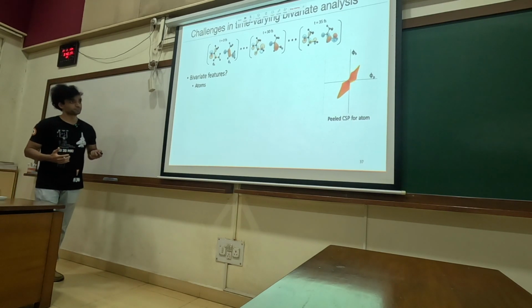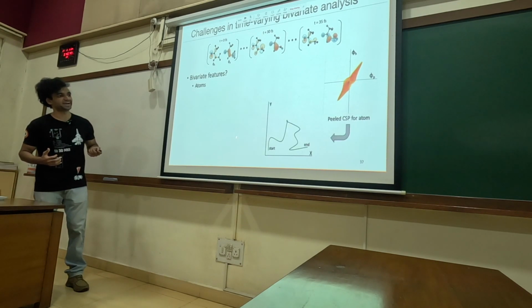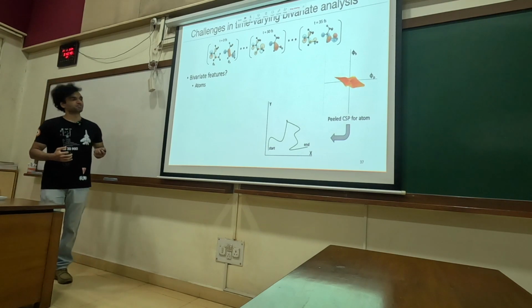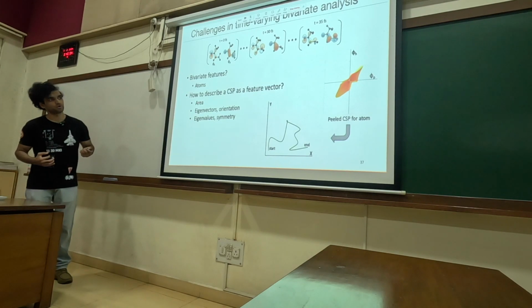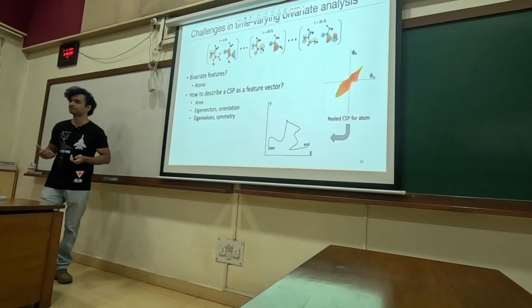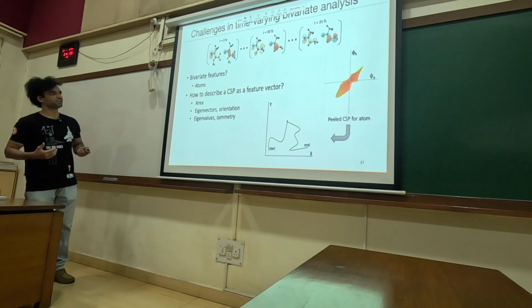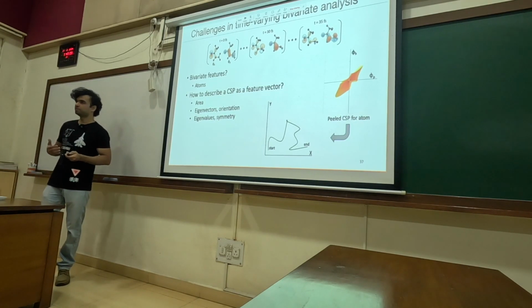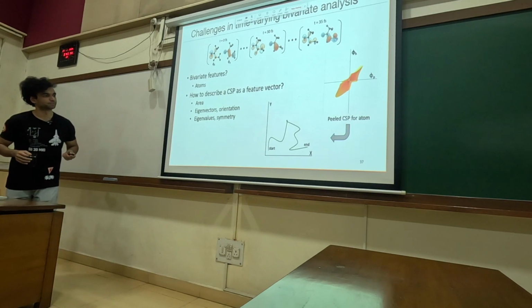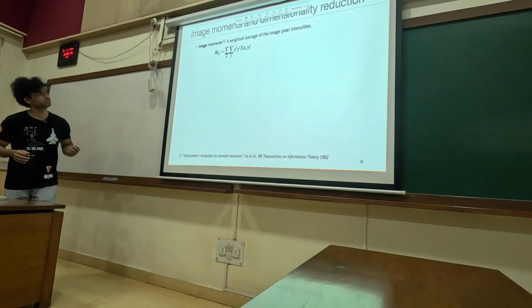And in order to do that, I wanted to have such a track-based representation. I have some start point and some end point, and I'm able to capture this evolving CSP in some form of track. If I want to reach this type of track-based representation, then I'm supposed to somehow describe the CSP in some form of feature vector first. And we tried with many different features. Let's say for us, area of the CSP was important, eigenvectors, that is orientation and symmetry of the CSP was important. We tried, but we were not able to come up with a consistent result. And eventually, we selected this approach.